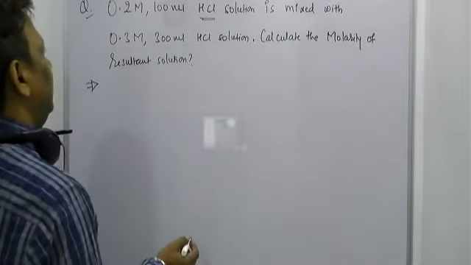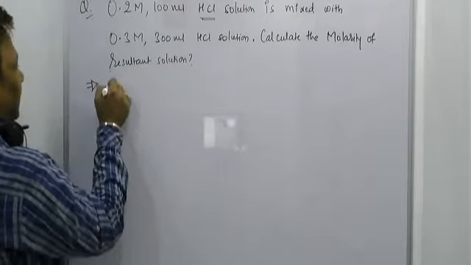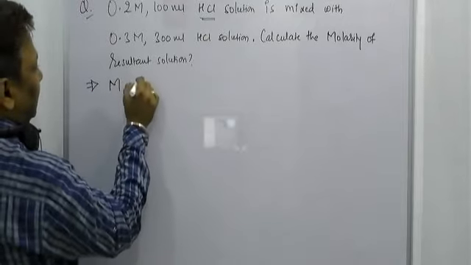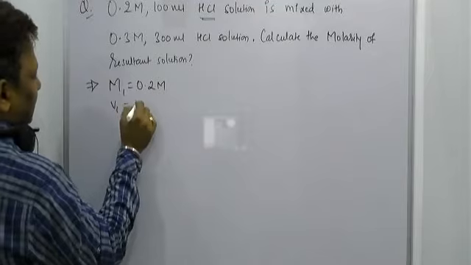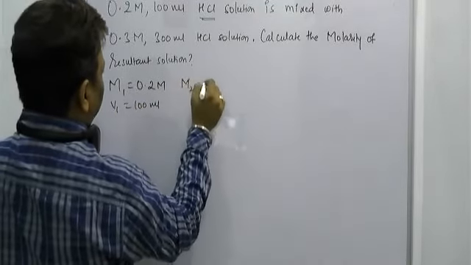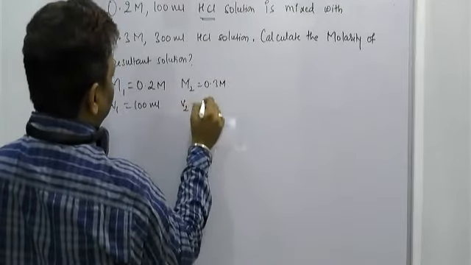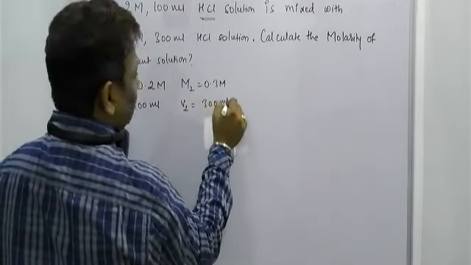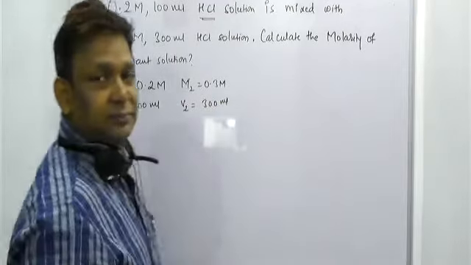0.025. We'll check it, beta, here. M1 is 0.2 molar, V1 is 100 ml. M2 is 0.3 molar, V2 is 300 ml. Correct?